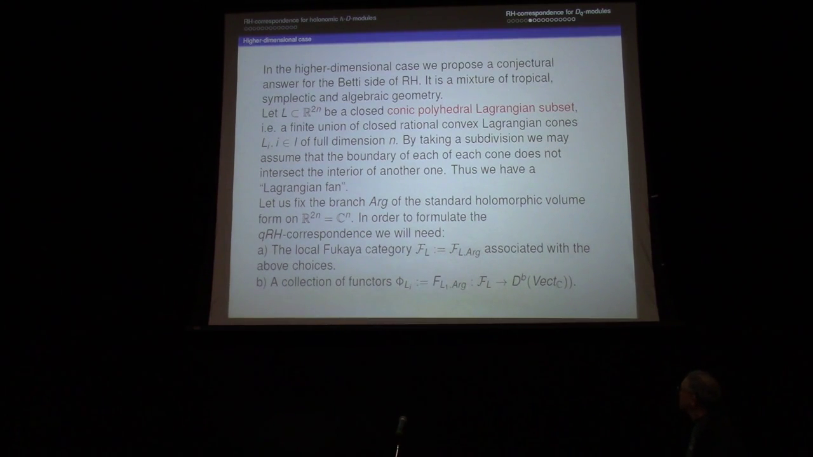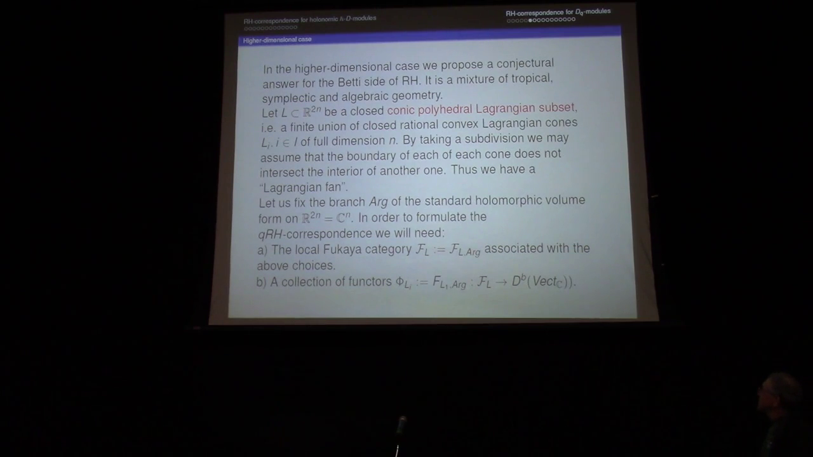All right. Now, the main purpose of my talk is to formulate the conjecture in higher dimension. So now I'd like to slow down a little bit, because before our work there was not even a conjectural answer to the Betti side of the Riemann-Hilbert correspondence for holonomic DQ modules. And the nice thing about that is that it's a mixture of three types of geometries: tropical geometry, as you will see from the answer, symplectic geometry and algebraic geometry.